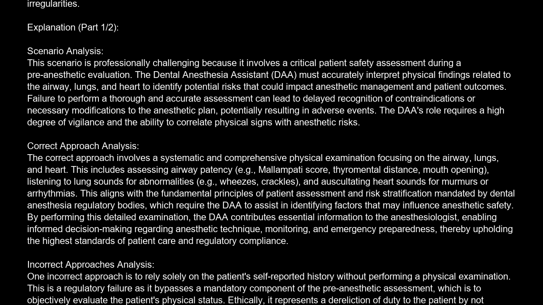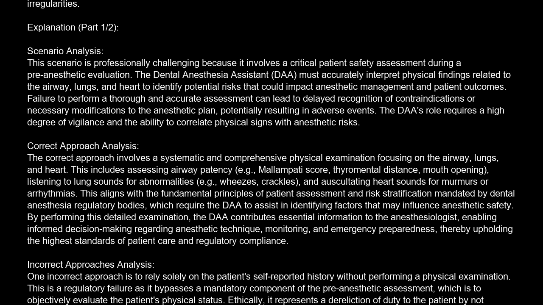Correct approach analysis. The correct approach involves a systematic and comprehensive physical examination focusing on the airway, lungs, and heart. This includes assessing airway patency, e.g., Mallampati score, thyromental distance, mouth opening, listening to lung sounds for abnormalities, e.g., wheezes, crackles, and auscultating heart sounds for murmurs or arrhythmias.